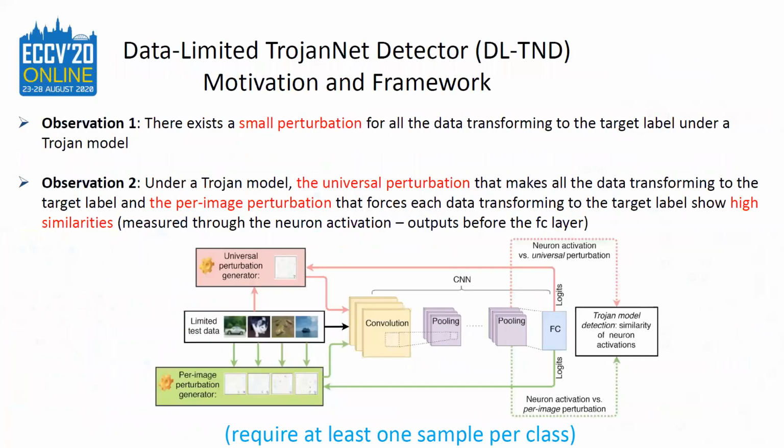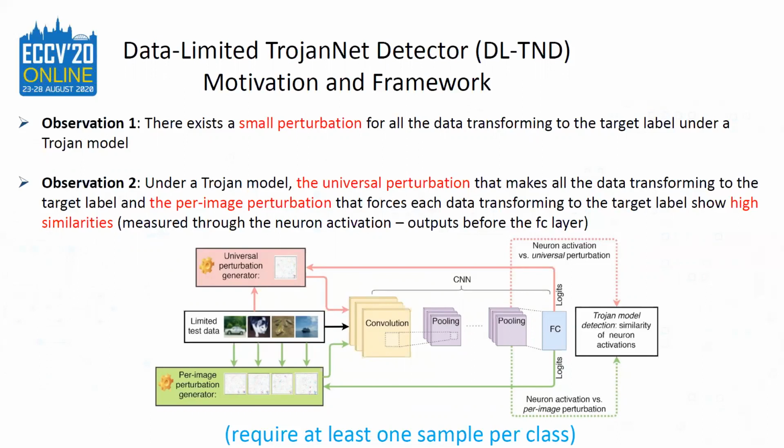Let's first take a look at the data-limited Trojan net detector. Here's the CNN model and some clean test data. We know that the real Trojan trigger can make all the data transform to the target label. So our first observation is that there exists a small perturbation for all the data transforming to the target label under a Trojan model. In our framework, for each class, we will find a universal perturbation for all the data and a per image perturbation for each data through some optimization methods.